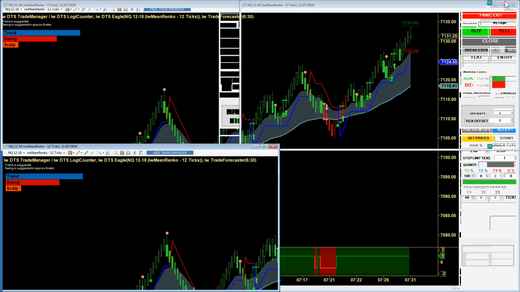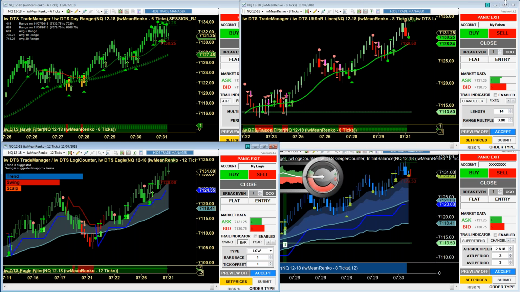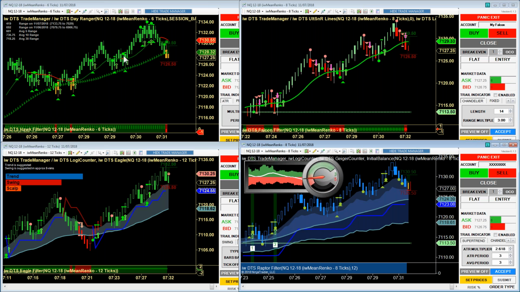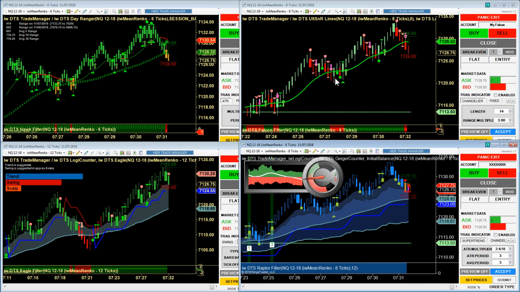The number 3 signal will very often coincide with the hard edge signals on the Eagle. So whenever you get a hard edge bounce on the Eagle, it's very likely going to coincide with your number 3 signal. It will very often coincide with either a macro pullback on the Hawk or a trend line touch signal on your Falcon.